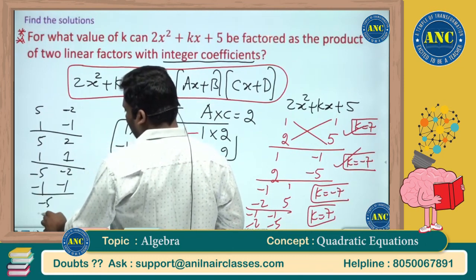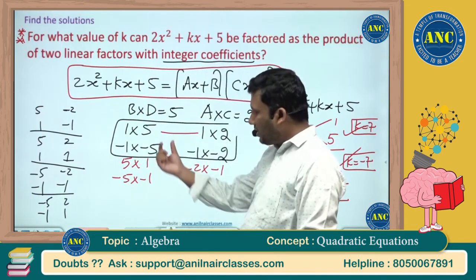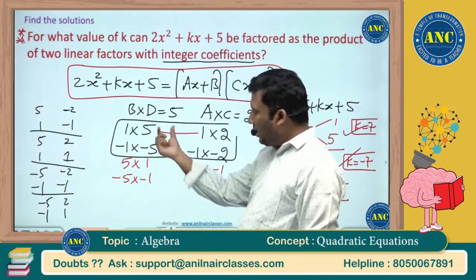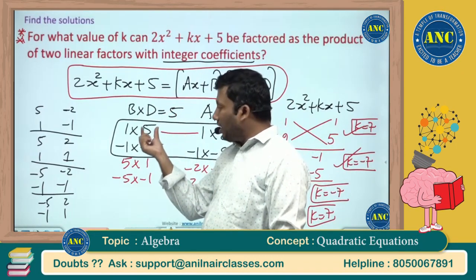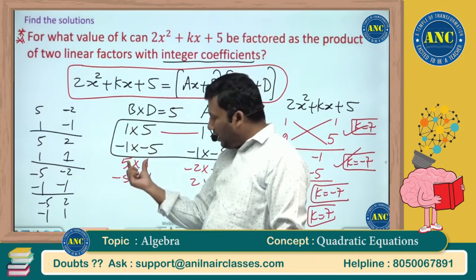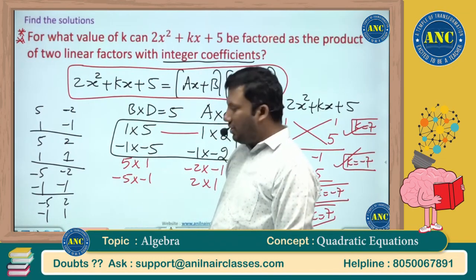If minus 5, minus 1, 2, 1. If you are getting the same answer, that itself is the answer. I hope the idea is clear. In how many ways can you write the number as a product of two integers? 1 into 5, reverse is 5 into 1. Minus 1 into minus 5, minus 5 into minus 1.